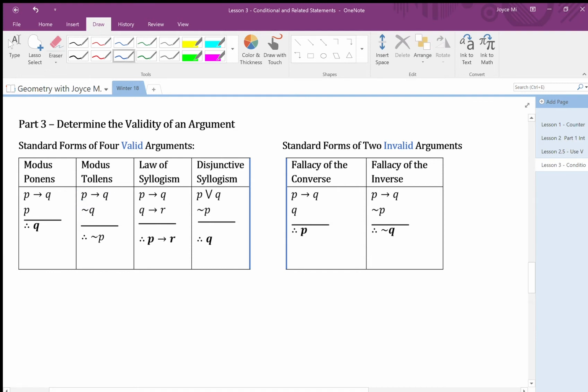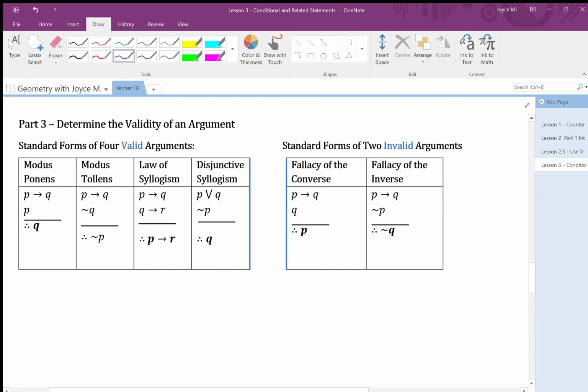The third one is the law of syllogism. P implies Q, and then Q implies R. If P implies Q is true, and Q implies R is true, then logically there's one conclusion I could make, which is P implies R. Again, this reminds me of the transitive property that we use in algebra class.